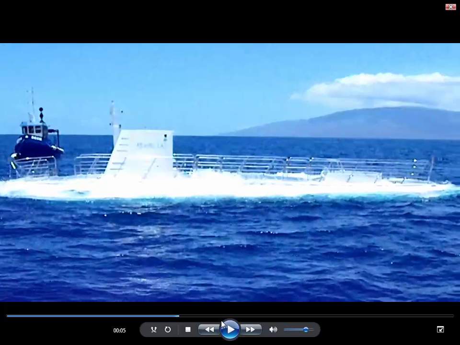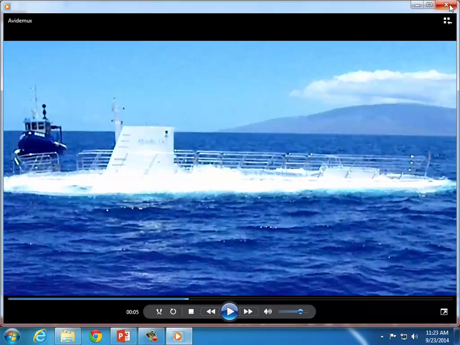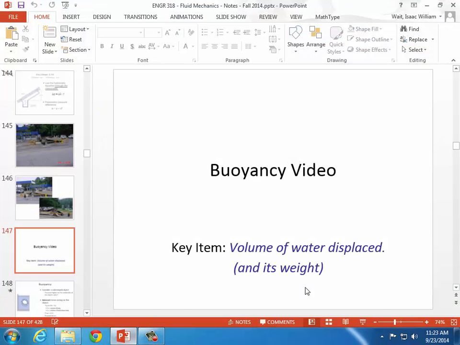They tell you about how something that's buoyant, how much it's floating. And you can use that information to calculate how much it weighs. All right, so let's talk about this.